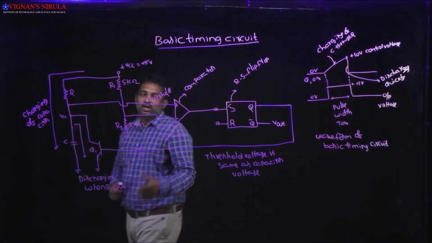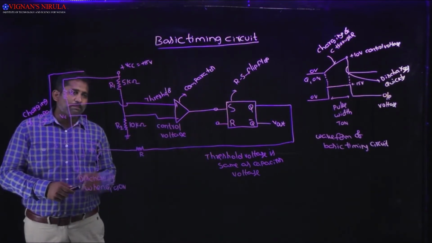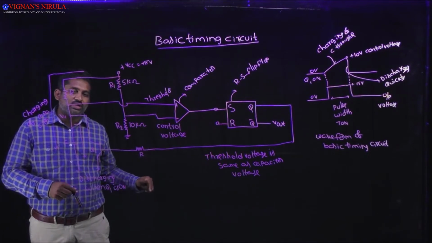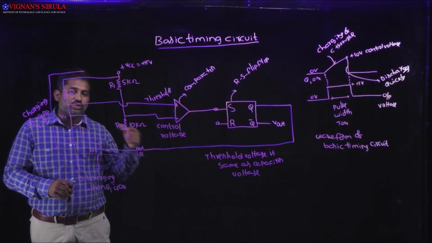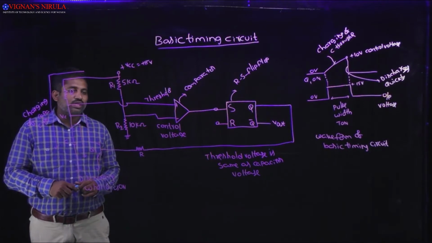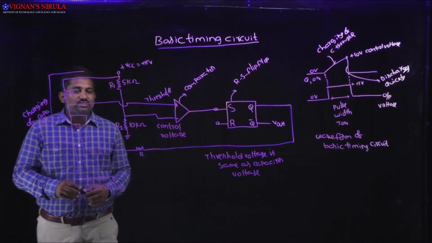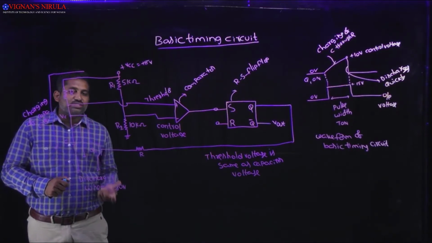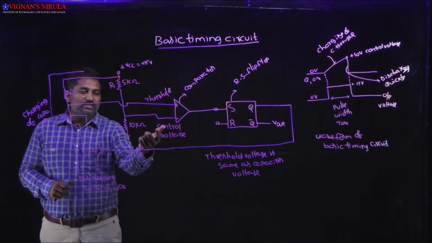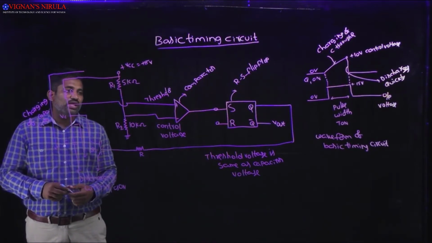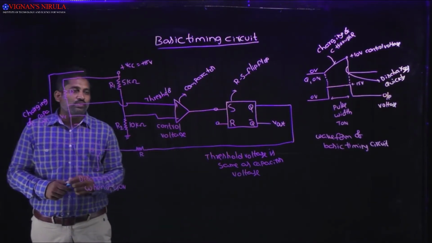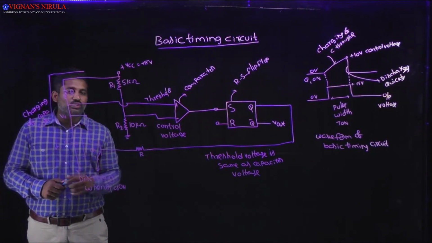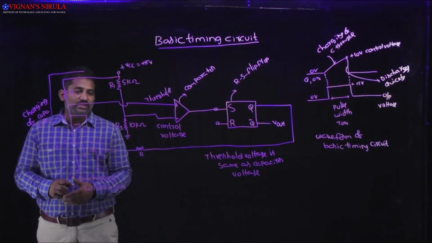Now coming to the comparator. The comparator consists of two inputs. One is the reference input and the other one is the input which we are going to apply. Here in this case, the inverting input terminal is the reference voltage, which we consider as the control voltage, and the non-inverting input is the threshold voltage which we apply to the input of the comparator.